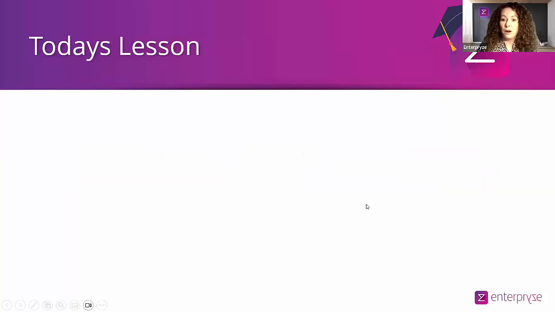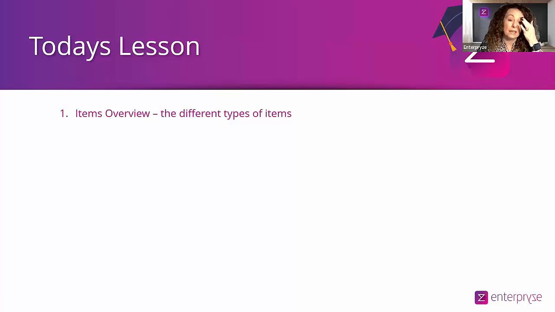Just to cover off what we're going to look at today: there's a lot to cover in this particular lesson, and hopefully you can stay up with me in terms of what we go through. But as I said, you can watch back the recording and refresh your mind as to the different elements. So we get the items overview. What are the different types of items? What can be defined and set up within the platform?